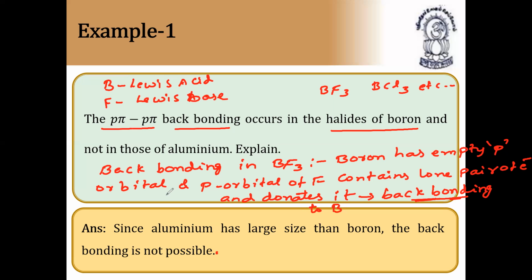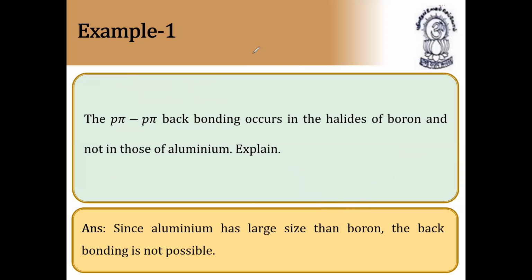So boron has an empty p orbital. Why? Because boron has only one p orbital, which is still empty. Since boron has an empty p orbital, fluorine contains a lone pair of electrons in its p orbital and donates it to the boron atom, which is called back bonding. Please make a note of what back bonding is. So p-pi back bonding occurs in halides of boron, not in those of aluminum, because aluminum has a larger size compared to boron. I have discussed what back bonding is. Please make a note. Next, continuation.